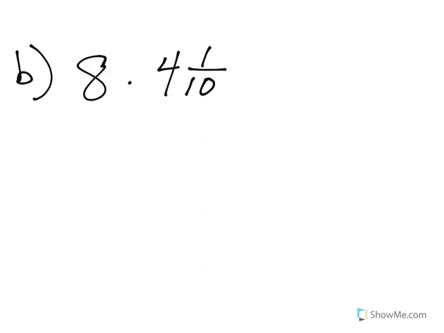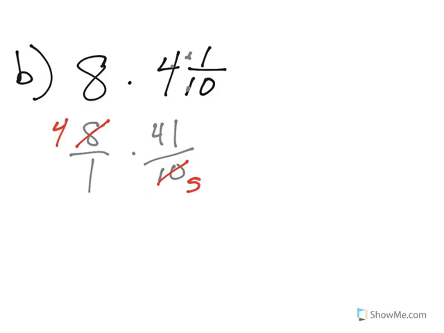8 times 4 1/10. Changing to an improper fraction, 8 is just 8 over 1. And then I have 4 times 10 is 40 plus 1, so I have 41/10. Again, I can reduce because 8 and 10 are both even. So 8 turns to 4, 10 turns to 5. And now 4 times 41 is 164, and 1 times 5 is 5. If you had started with estimating, we'd have 8 times 4, so we're looking at approximately 32.